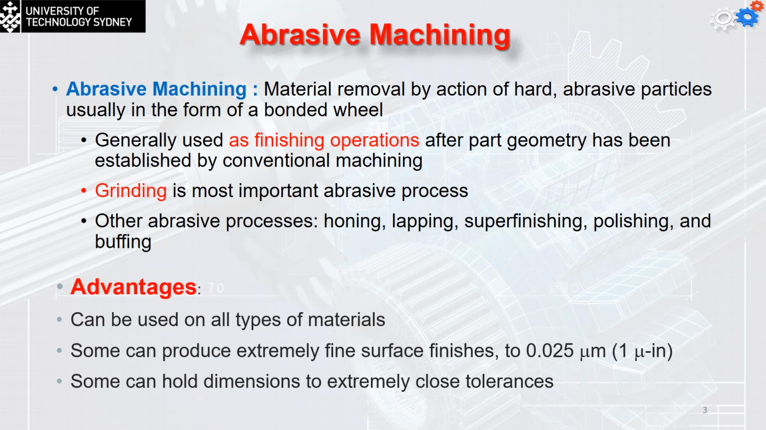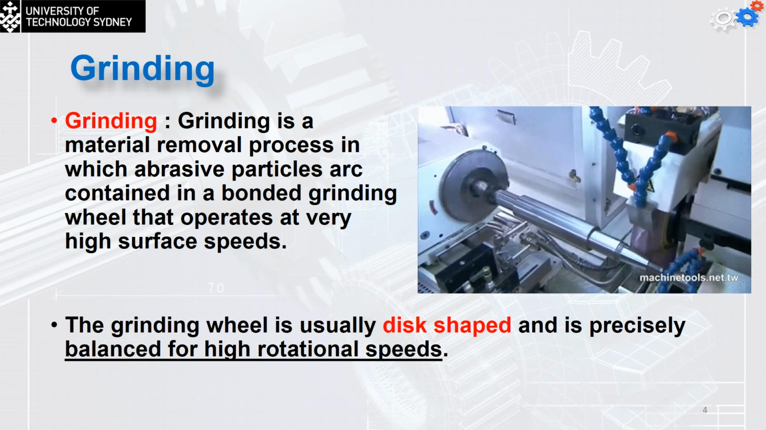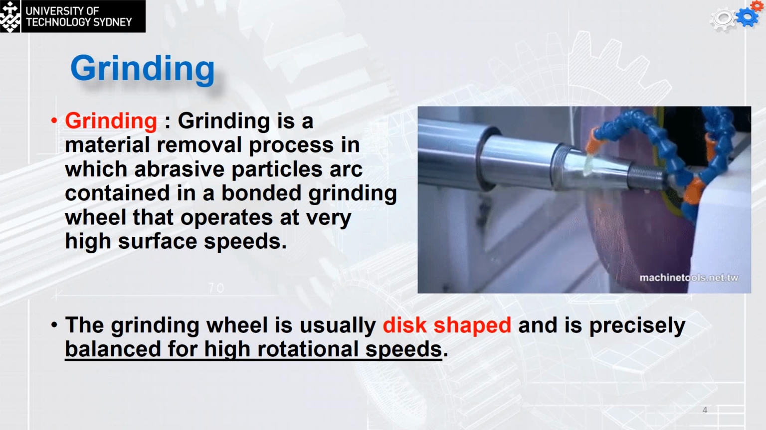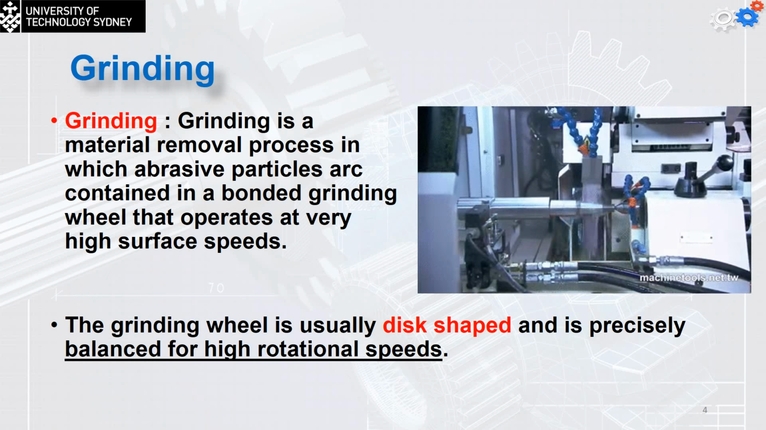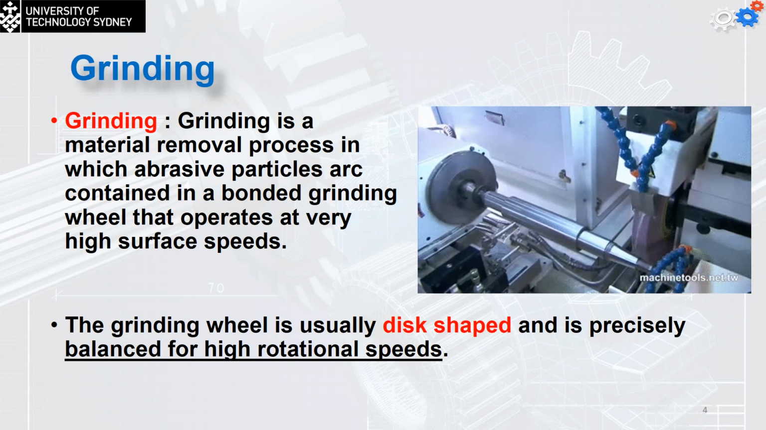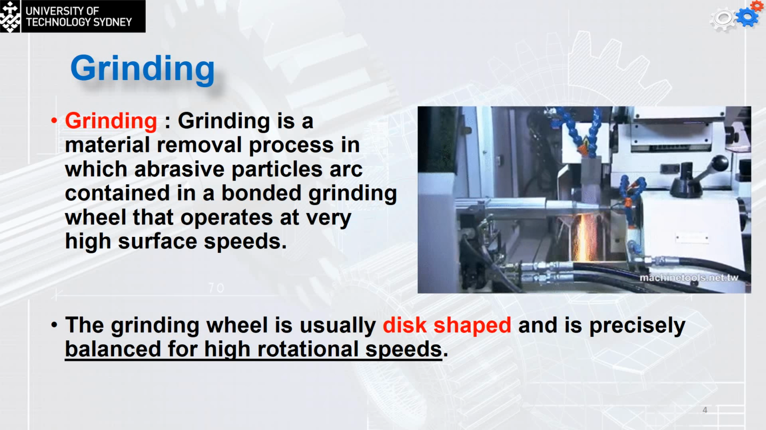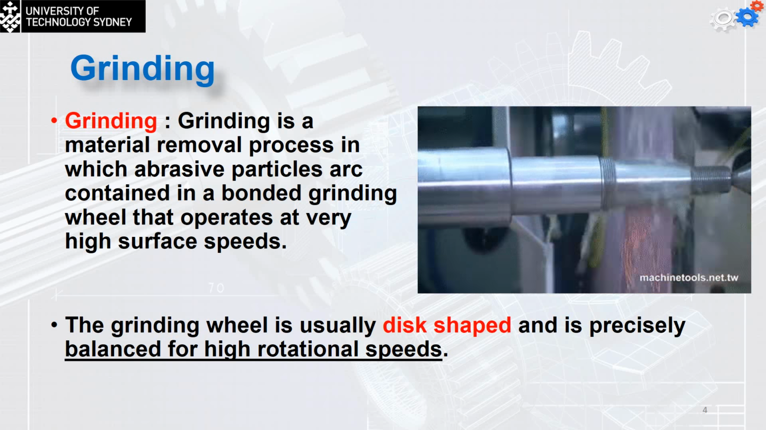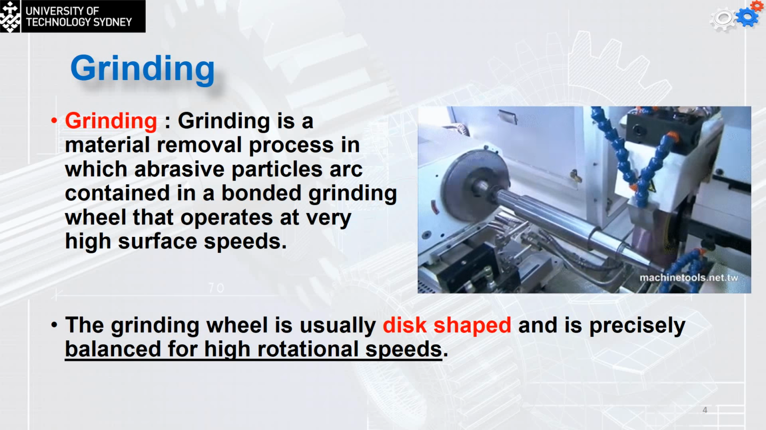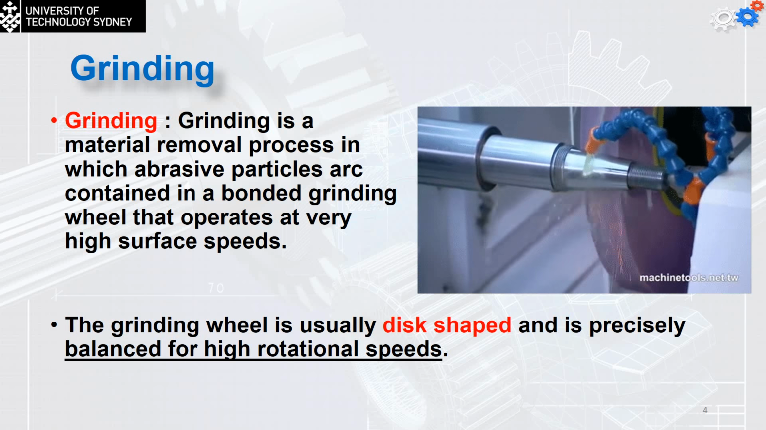Some can hold dimensions to extremely close tolerances, because the removal of the material is very fine. That means we can go 0.025 millimeter depth for each cut. So this is a grinding process for a shaft, for example. You can see that we have the wheel, and the part itself is turning. When we have the contact, you will start to remove the material. You can see that the friction will generate these sparks.